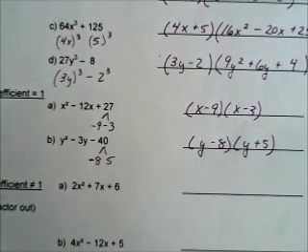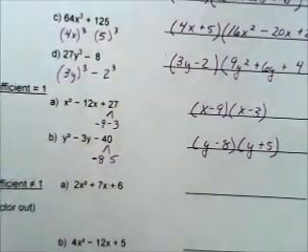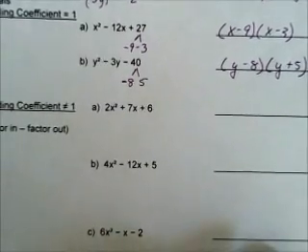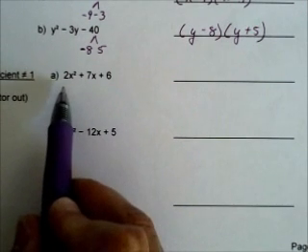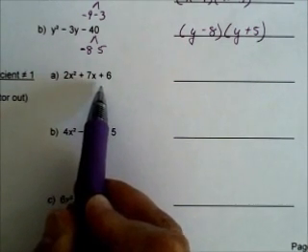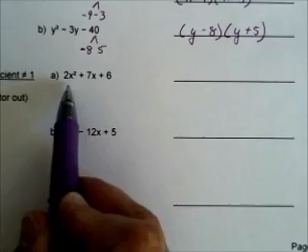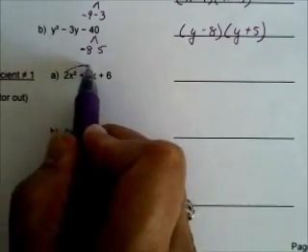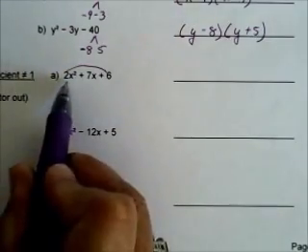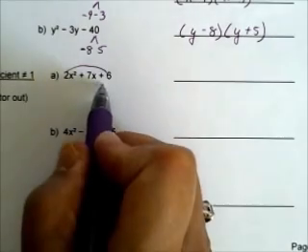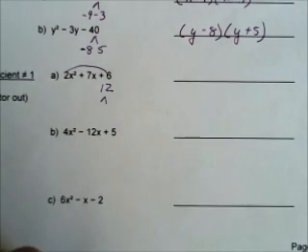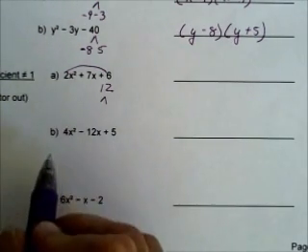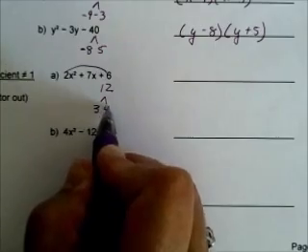And lastly, when the lead coefficient is not 1, this is where we do the factor in, factor out method. 2x squared plus 7x plus 6. Lead coefficient is 2. So we are going to multiply 2 times 6, the lead coefficient of your x squared terms, times the constant. 2 times 6 is 12. We write down 12 and then look for the factors of 12 that add to 7, 3 and 4.